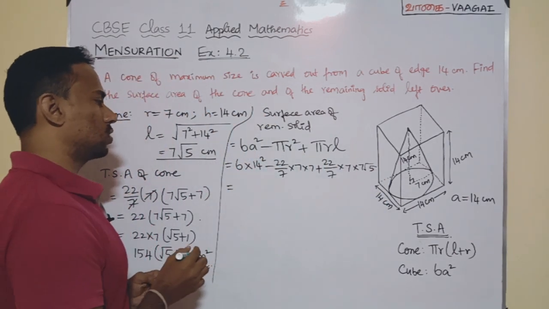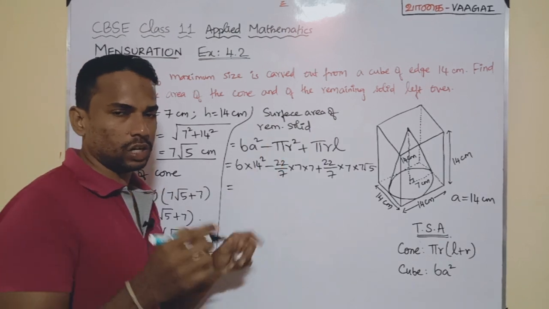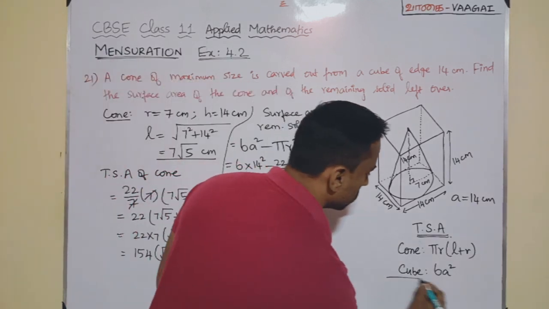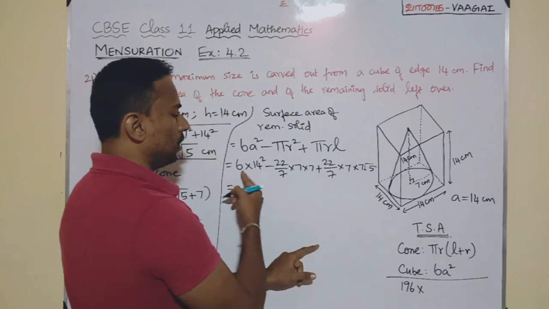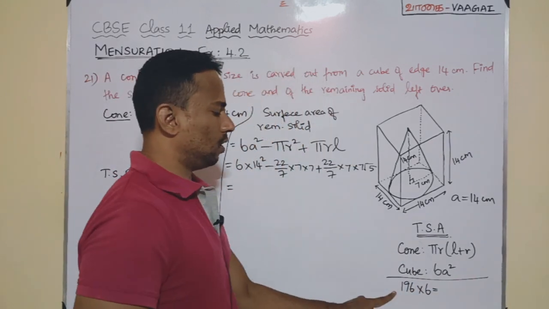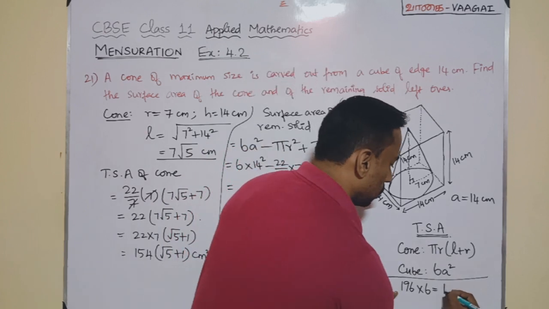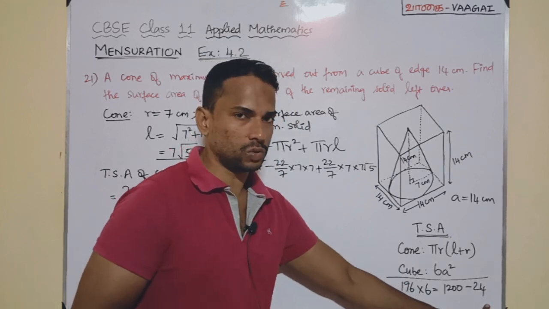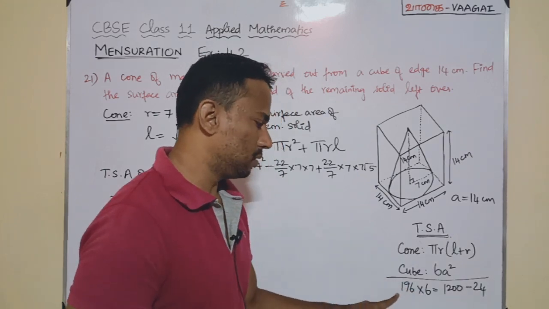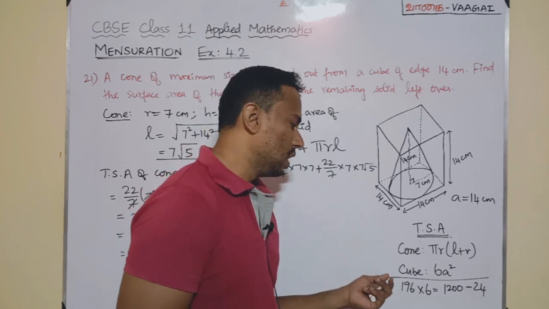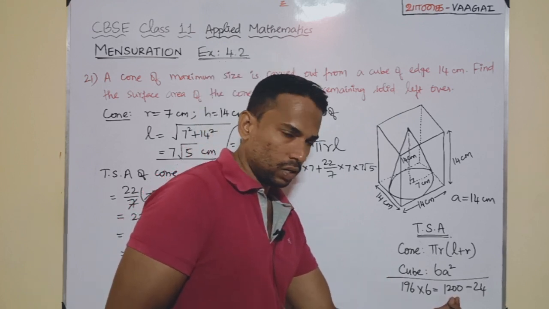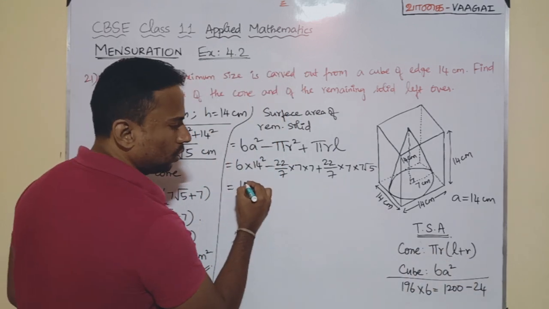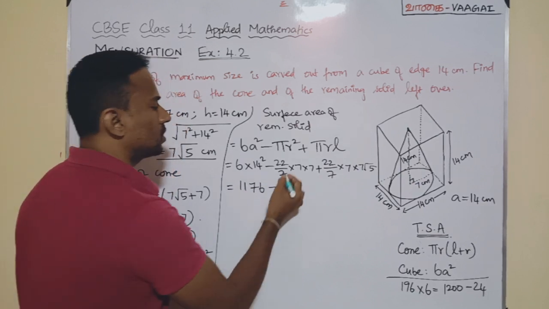Now let's carefully solve this. First of all, 6 into 14 square. 14 square is 196. I have to multiply it with 6. So this will be nothing but 200 into 6 is 1200, minus 4 sixes are 24. So I will be having 1200 minus 24. I hope you are able to understand what I am doing here. I am simply taking 196 as 200 minus 4. First I multiply 200 into 6 is 1200, and next 4 sixes are 24. I'm just doing this subtraction, so I will be getting 1176 here.